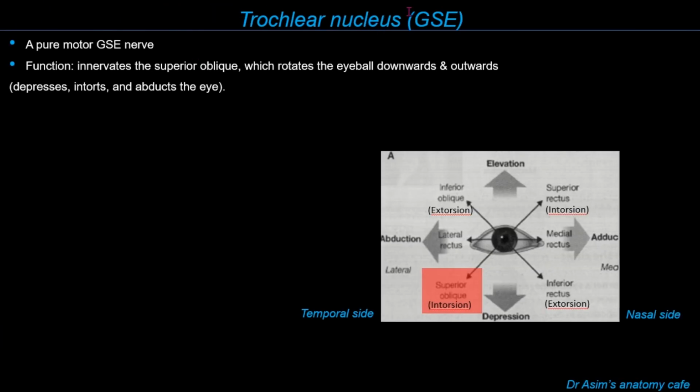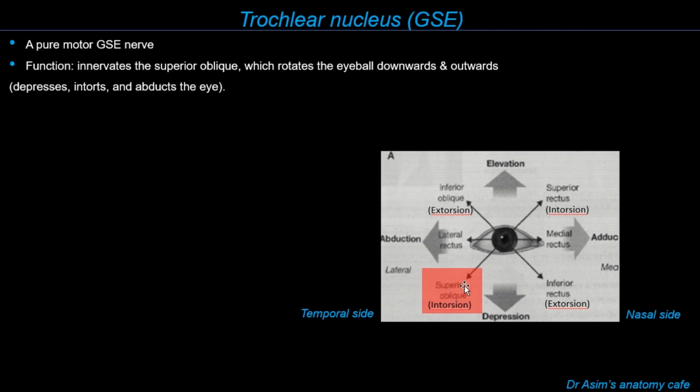Now let's take up the trochlear nucleus. This is a motor nucleus, and it is general somatic efferent in nature. It gives rise to general somatic efferent neurons which travel through the trochlear nerve to innervate one extraocular muscle, which is the superior oblique muscle. The actions of the superior oblique muscle could be understood by this pictorial mnemonic over here.